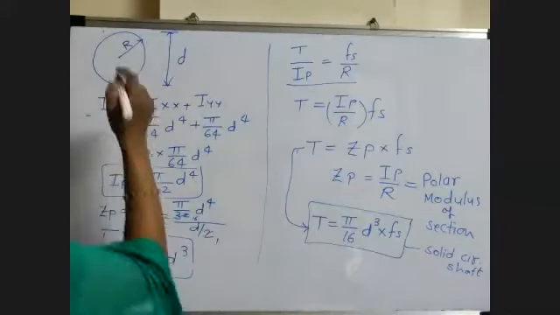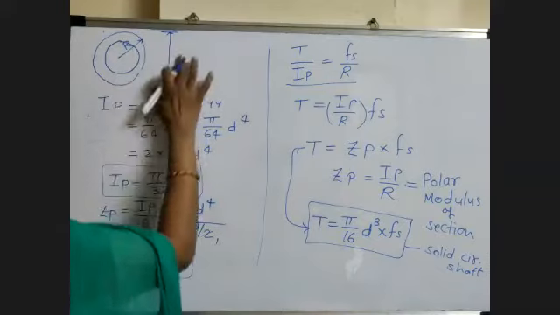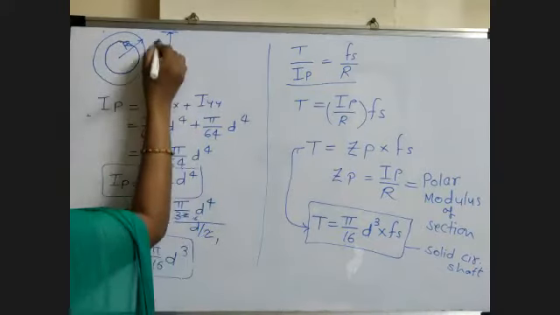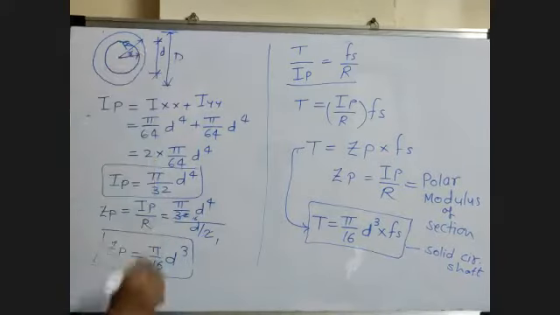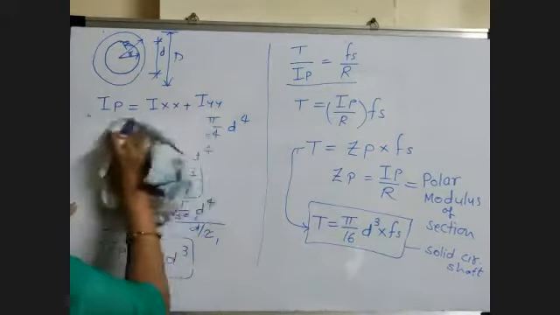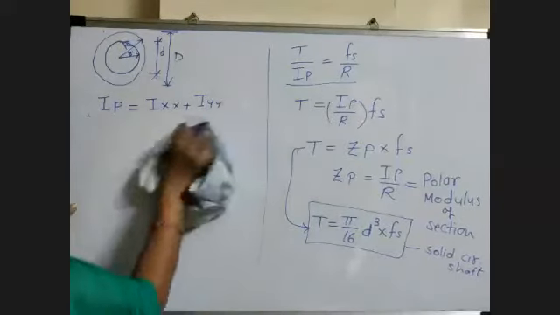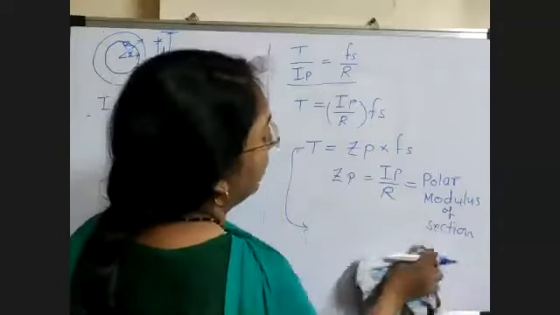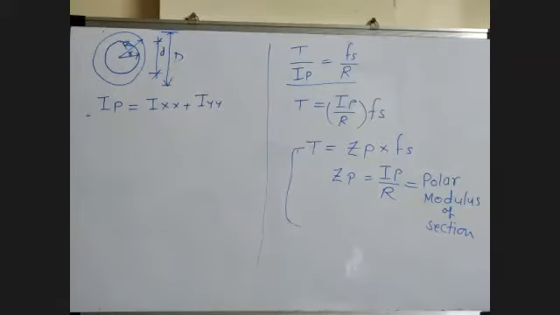So for a hollow shaft we consider two diameters. This bigger diameter is capital D and this smaller diameter we consider small d. The smaller radius is R. Now what is the formula for IP? Again the formula for IP is Ixx plus Iyy. Ixx and Iyy both are same for a circular section, either it is hollow or it is solid.